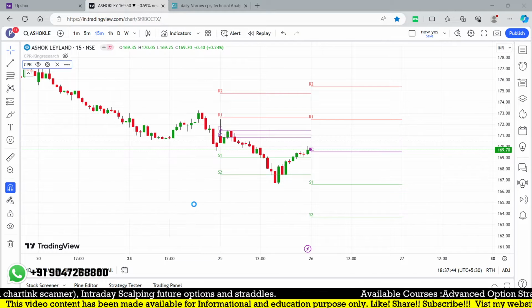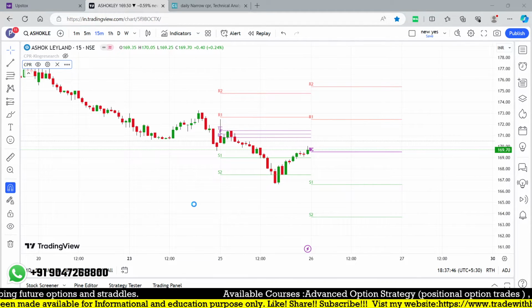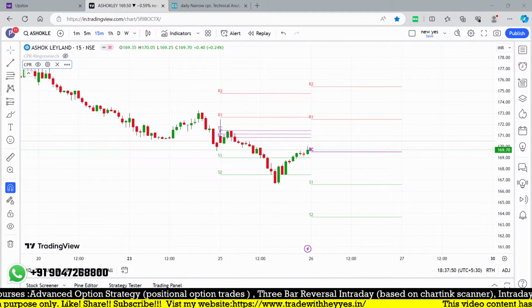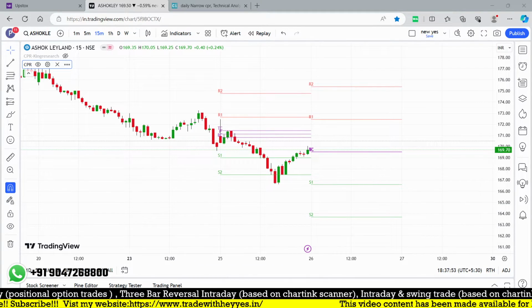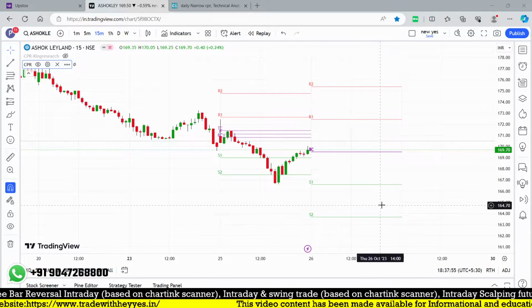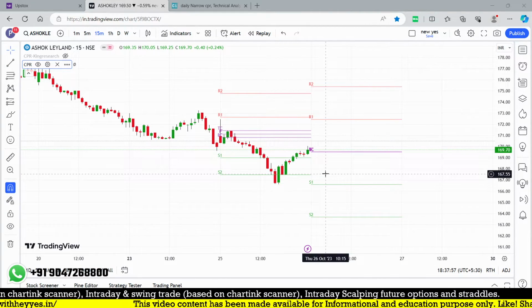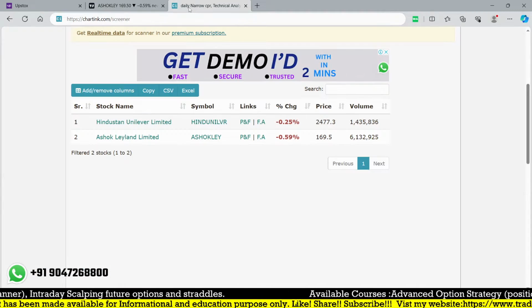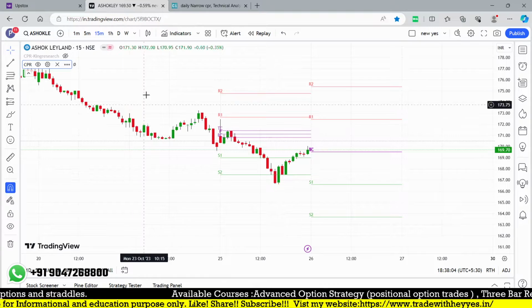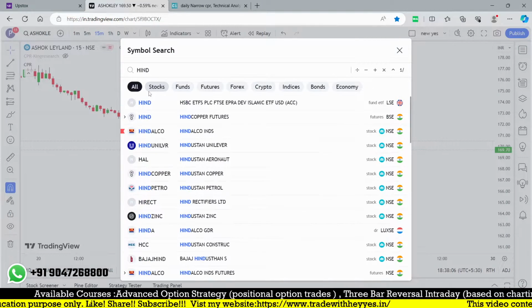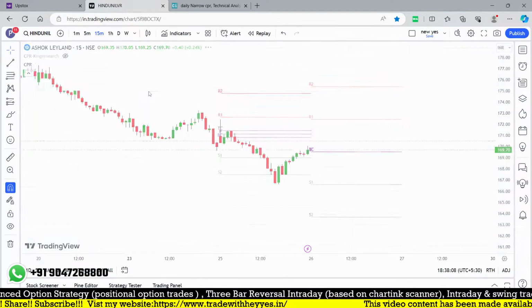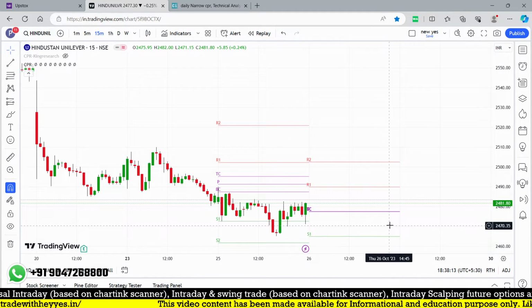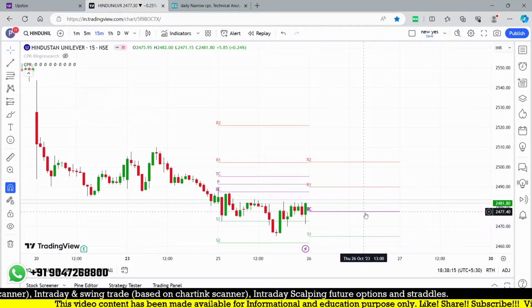Maybe we are looking for a rejection or a breakdown below S1, or an R1 rejection, something we can plan. So based on this scanner, we find that particular stock is forming a very tight range of CPR. This is one which was filtered, and the second one we found is Hindustan Unilever. Let me find Hindustan Unilever. That's one more stock for tomorrow, which is forming a narrow CPR and is also in a very tight range.